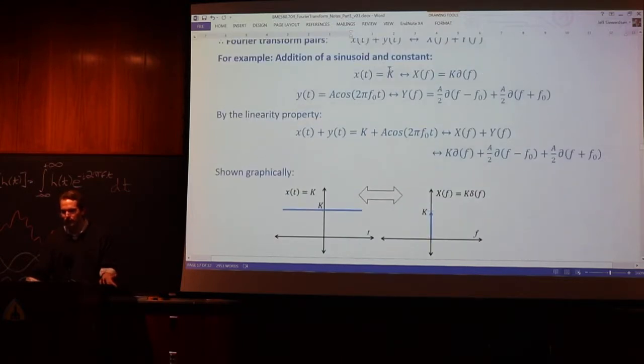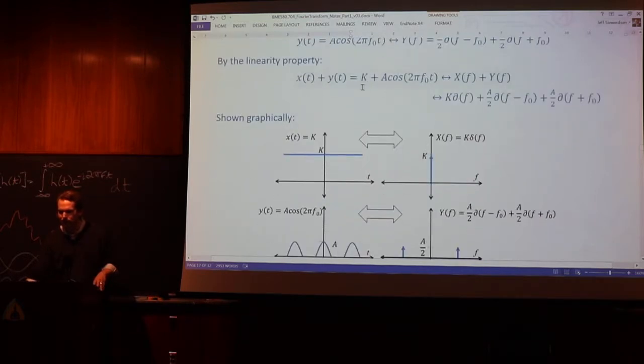So here's an example. If I add a constant to a cosine, okay, that's kind of an interesting example, right? Well, we know that the constant has a Fourier transform pair with a delta function, and that the cosine is those two we saw first. It's a delta function at plus f naught, and it's a delta function at minus f naught. All right. Well, the linearity property allows you to do that very quickly, and it says that the answer is a sum of three delta functions.